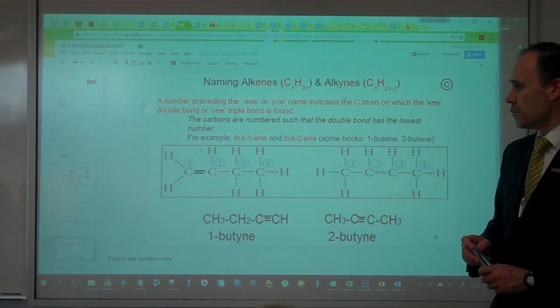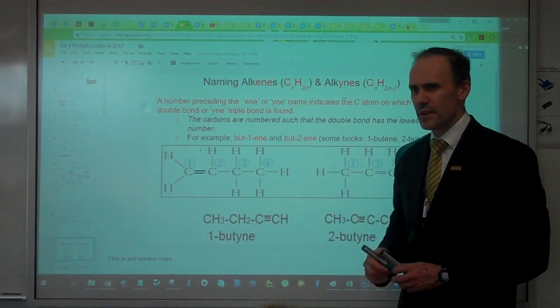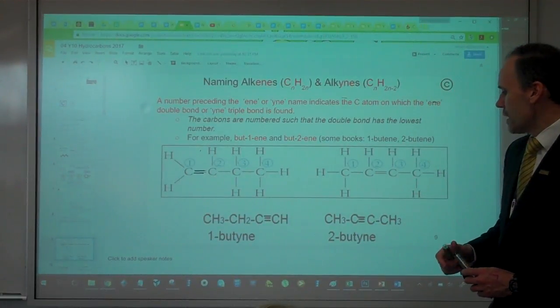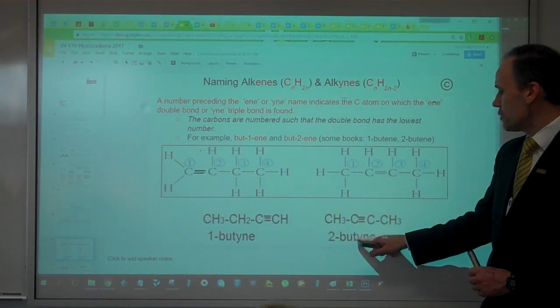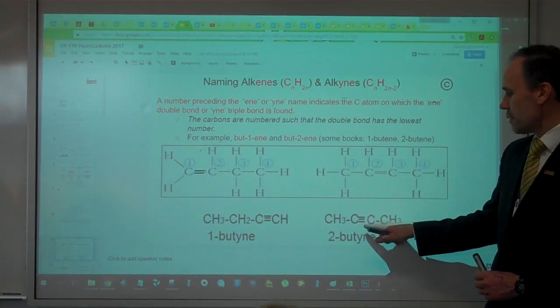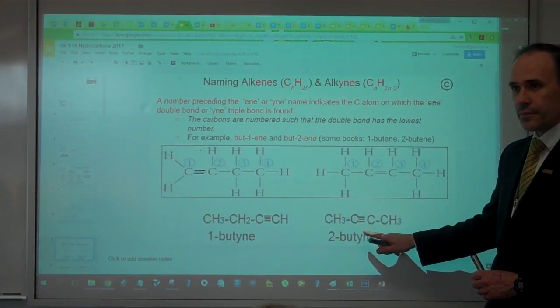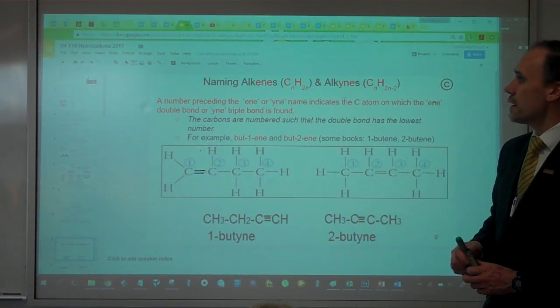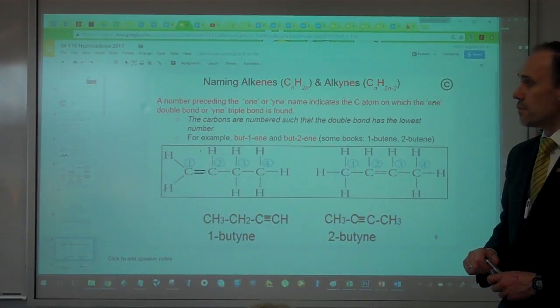No, you never show the single bonds. Yeah. That's a bit sloppy, isn't it? Yeah, it's sloppy. Well spotted. And here is but-2-yne. At the second carbon, there is a triple bond. And so that particular naming convention you need to be familiar with.